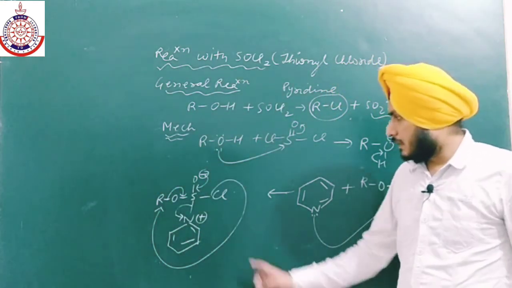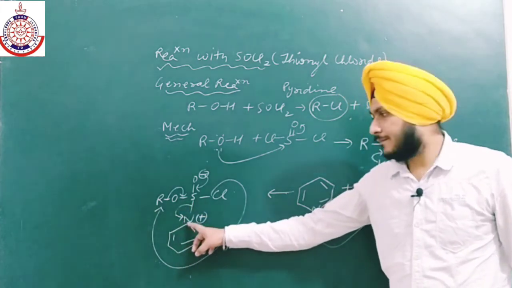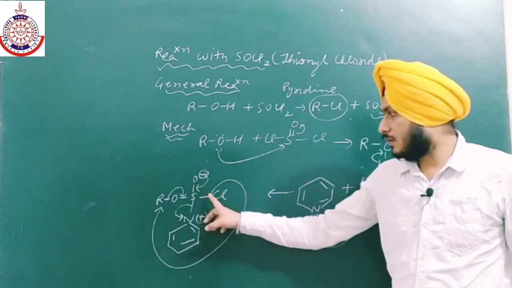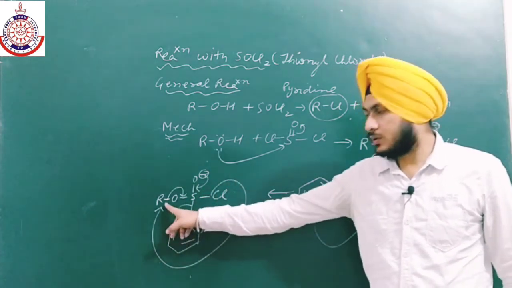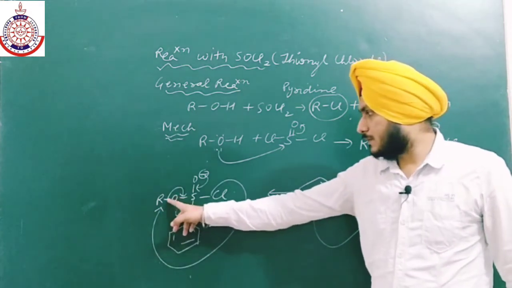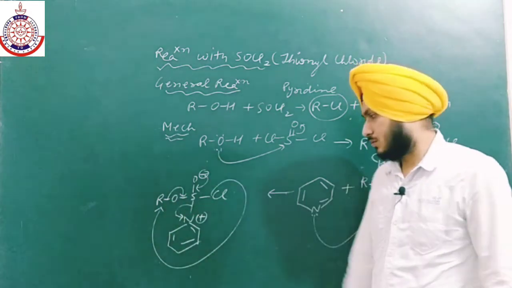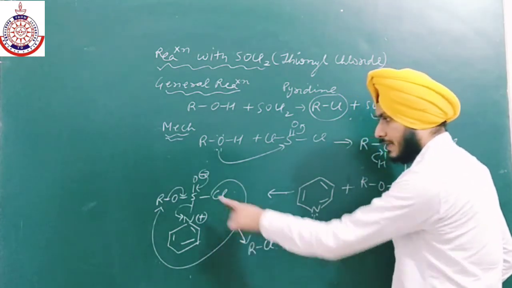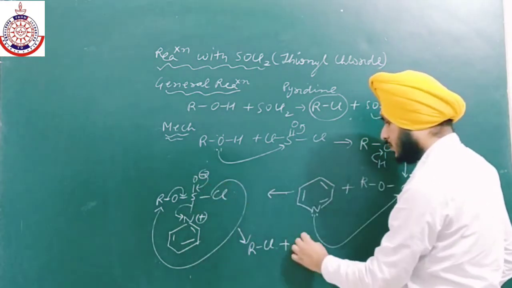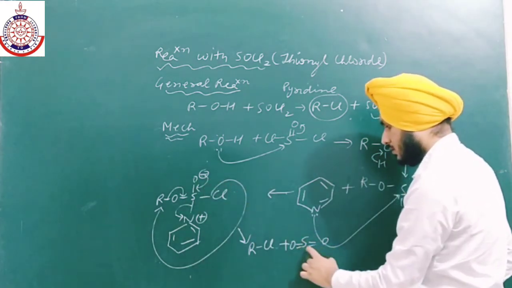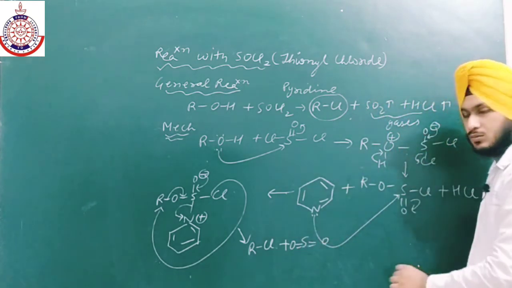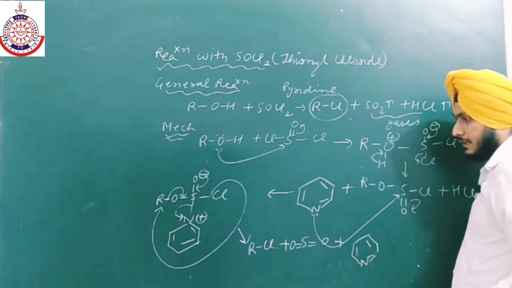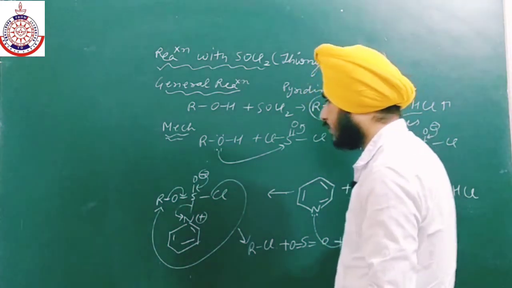Okay, again the catalyst will leave, and these electrons will come over here to form the double bond. Cl negative will leave and attack on the alkyl group and this bond will break to form SO2. Okay, as simple as that. So we will have RCl as the product plus SO2 and the catalyst. Okay, so this is the whole mechanism.